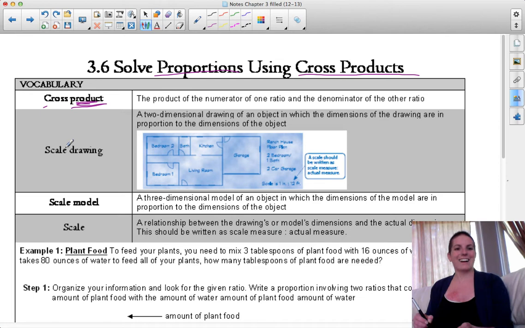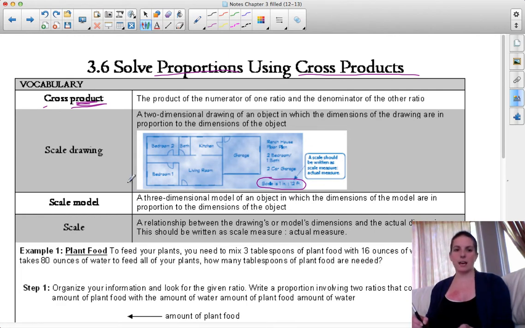All right, so the second thing we're going to look at are scale drawings. Remember that the scale drawing is going to give you something like this: 1 inch is the same as 12 feet. Something where it happens in a picture compared to how it's going to happen in the real world.